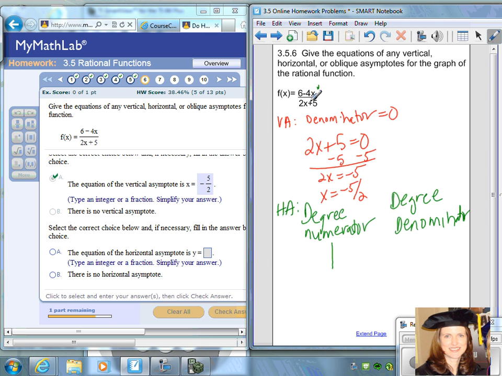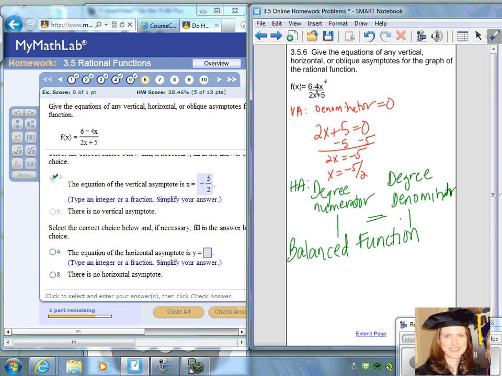And in the denominator, the degree is 1. 2x to the first plus 5. So the greatest exponent is 1. Those are the same. We call this a balanced function. And the way that you find the equation for the balanced functions is to look at the leading coefficients. The equation of the horizontal asymptote is equal to a fraction, where it's the leading coefficient of the numerator divided by the leading coefficient of the denominator.